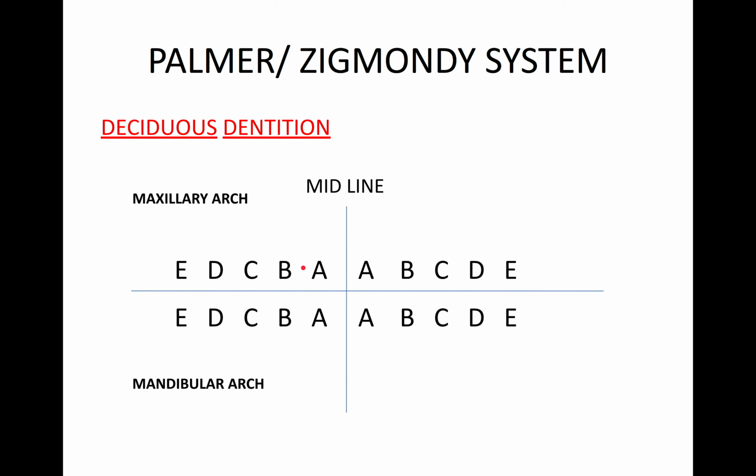So each tooth has its own name. A is central incisor, B is lateral incisor, C is canine, D is first molar and E is second molar, because in deciduous dentition premolars are absent, as we all know.